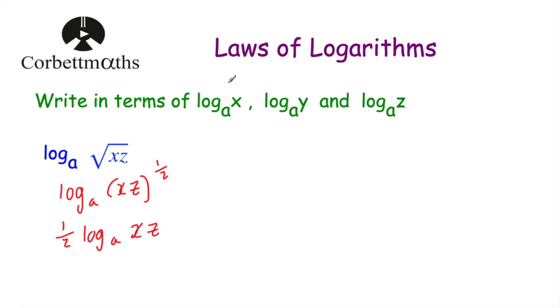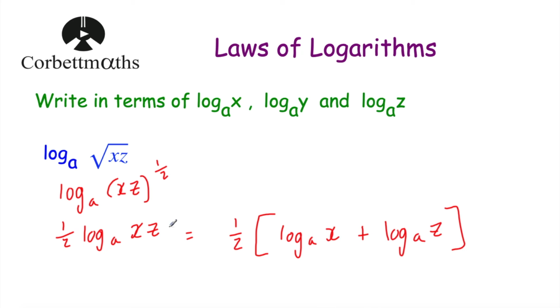And now we want to get it in terms of log to base a of x and log to base a of z. So we want to split this up. So we've got a half of this, so that'd be equal to a half of, and then if we split it up, I'm just going to put some brackets in here. We'd have log to base a of x plus log to base a of z, just splitting up that log to base a of xz into log to base a of x plus log to base a of z. Okay, and one last thing I would do here is expand the brackets to get a half log to base a of x plus a half log to base a of z. And that's it. So if we had log to base a of the square root of xz, I would first of all write the square root as a power of a half.